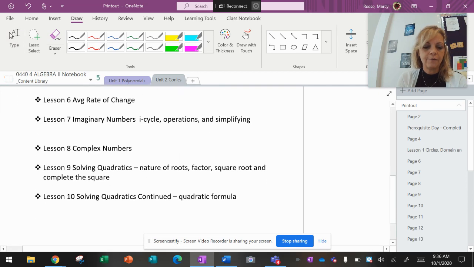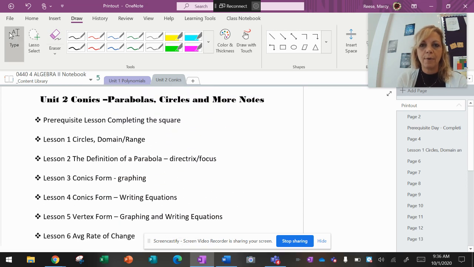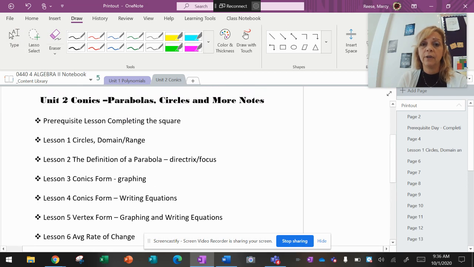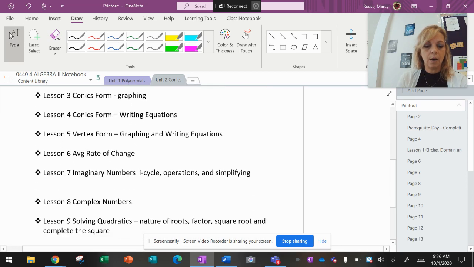So we have 10 lessons. That prerequisite was just a reminder because you haven't done completing the square in so long. This is like a variety unit. We've got conics, and the conics are circles; parabolas are considered conics. We're going to do parabolas a totally different way. The formula is different from anything you've ever seen, and graphing it is different than you've ever seen it. And then we've got some notes on imaginaries, which works off of the quadratic piece.